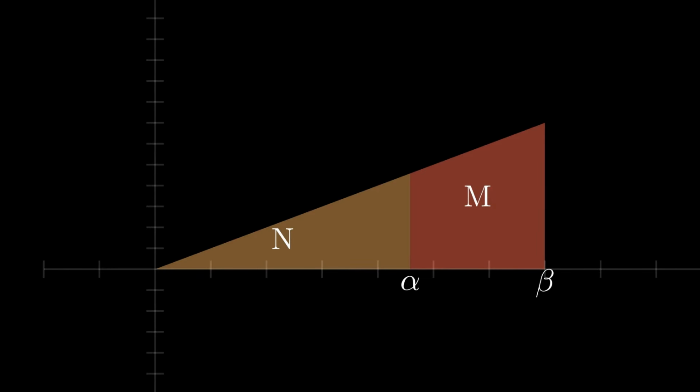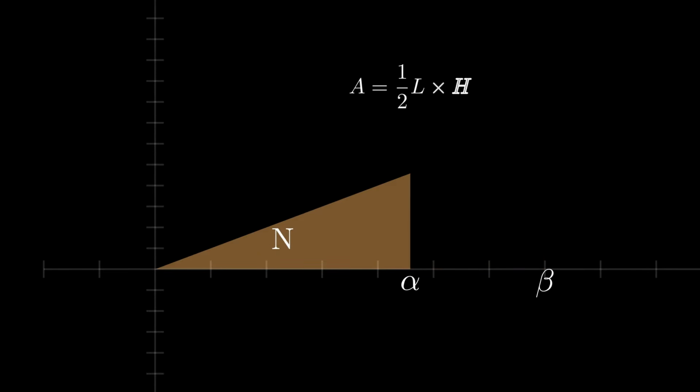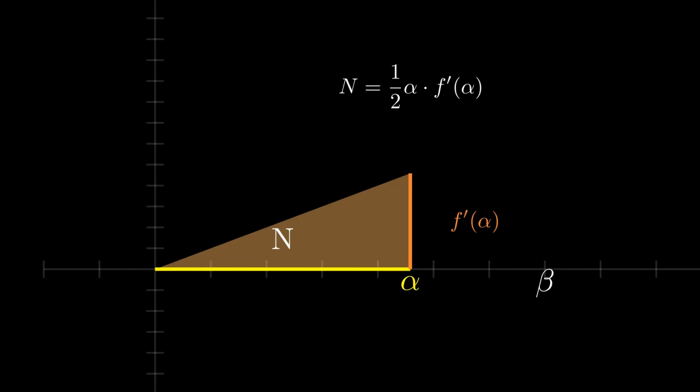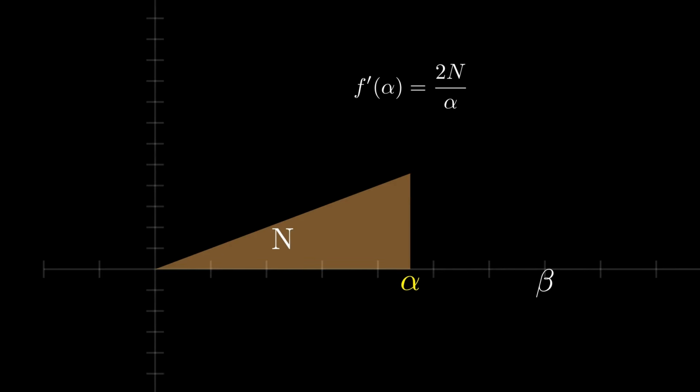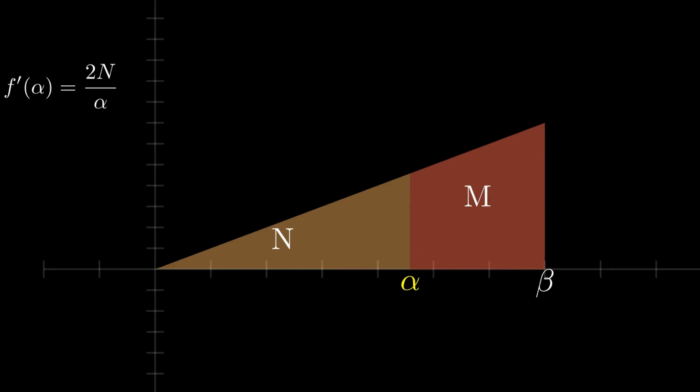To unlock alpha, we'll need two distinct expressions for each, giving us two meaningful equations, both of which must be satisfied by alpha. Let's build these expressions. First, N. We can go with the obvious. The area of a triangle is half of the length times the height, which in this case is half of alpha by f prime alpha, the height. This is why we needed two equations, because there's actually two unknowns, alpha and f prime alpha. We don't know the value of the gradient at the root. We need another expression for N though.